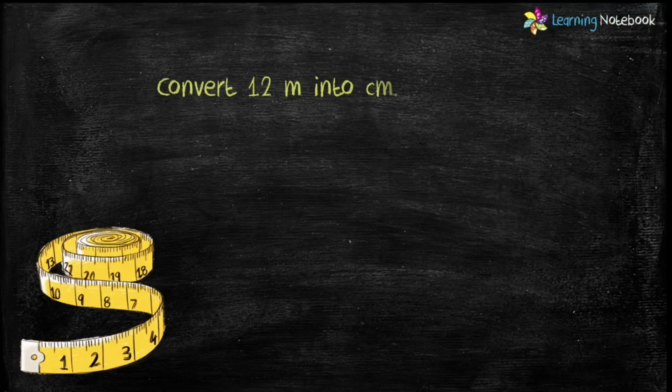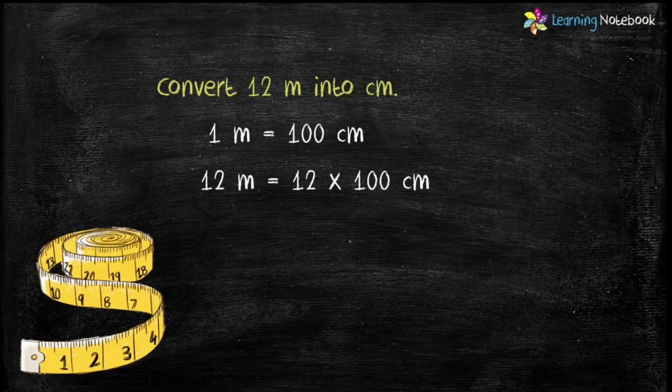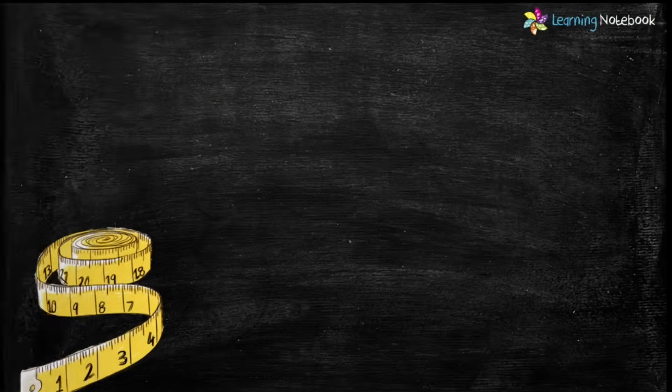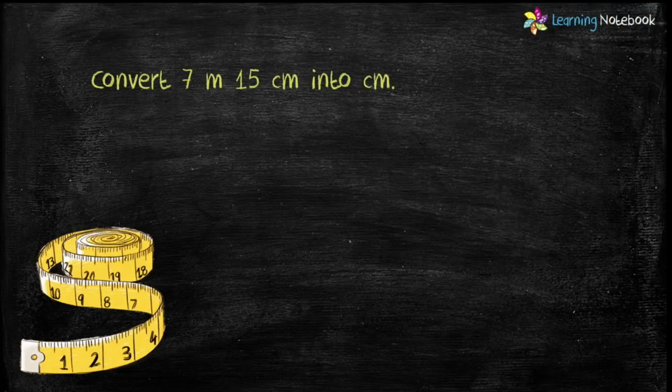First example is convert 12 meter into centimeter. I just told you 1 meter equals to 100 centimeter. Therefore, to convert 12 meter into centimeter, we will multiply 12 with 100, which is equals to 1200 centimeter. So students, 12 meter equals to 1200 centimeter. Let's do one more example.